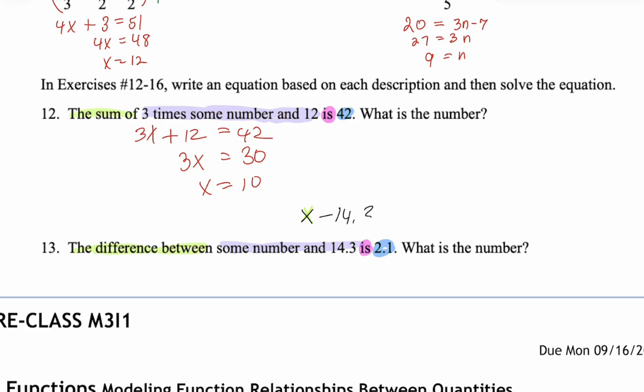X minus 14.3 is 2.1. And then you're just going to add 14.3 to both sides. So we get X is 16.4. And you can say, oh, the difference between 16.4 and 14.3 is 2.1. If you replace it where they said the word some number, it should make sense. If it doesn't make sense, then something is wrong along the way, okay?